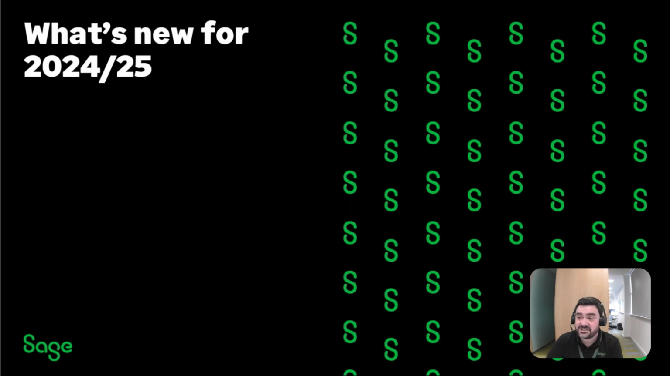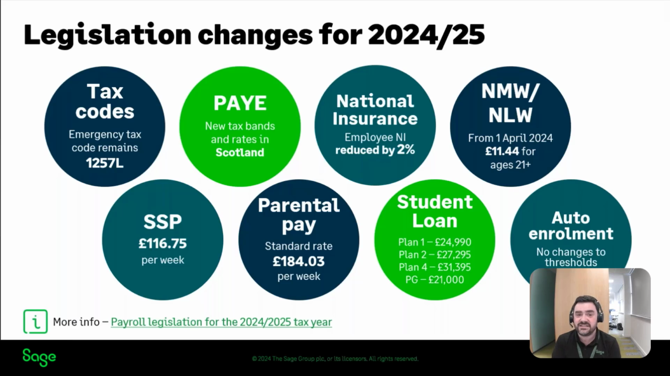So that does actually lead nicely on to what's new for 2024 to 25. I'm going to run through some of the legislation changes, and then I'll pass back to Alice, who's going to show you some of the updates within version 30. So let's just start with the key legislation changes for the new tax year.